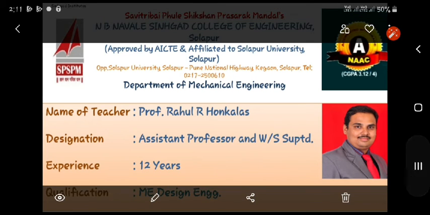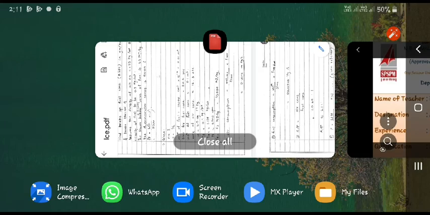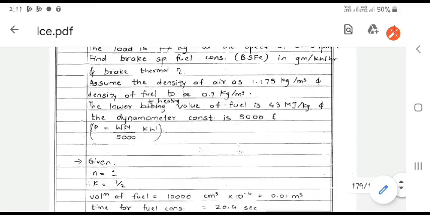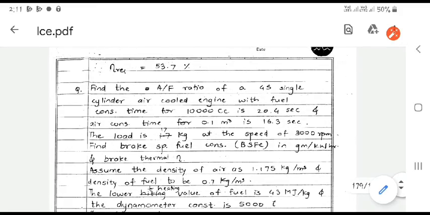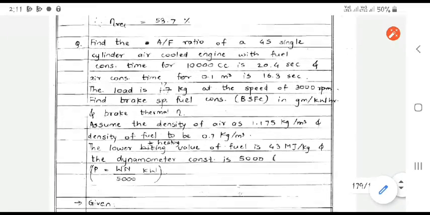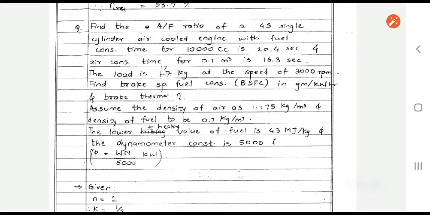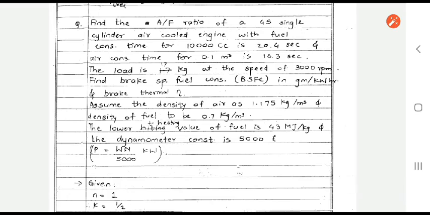Now, today we are going to discuss the next variety of problem in the chapter of Testing and Performance of an IC engine. In the last few videos we have already discussed different varieties of problems. Now this will be the next variety. Now see the statement of the problem.